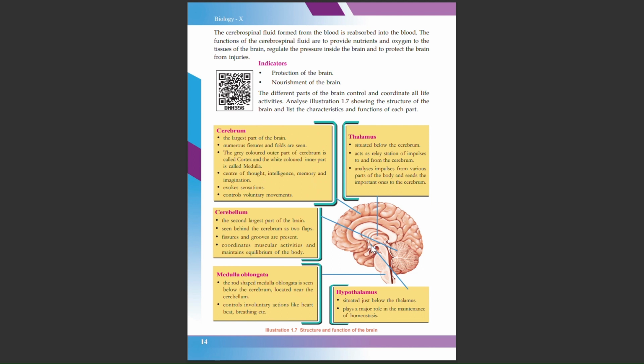After that comes medulla oblongata, which has control over involuntary actions like heartbeat and breathing. You don't control your heartbeat, right? You're not doing it. It is happening on its own. And the breathing also happens on its own.